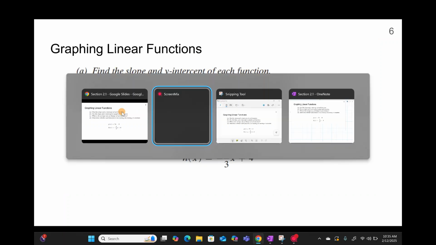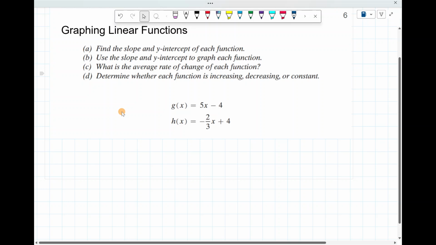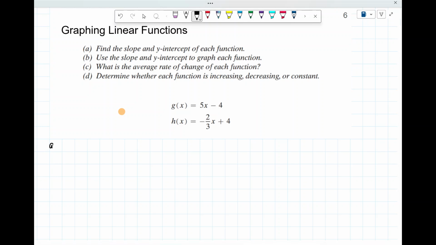All right, we are going to do a couple problems here, and we are going to practice graphing linear functions. First question is find the slope and y-intercept of each function. Just to make our life a little bit easier, I'm going to put the general form of linear functions next to g of x and h of x, and we're going to use this to find the slope and intercept of each function.